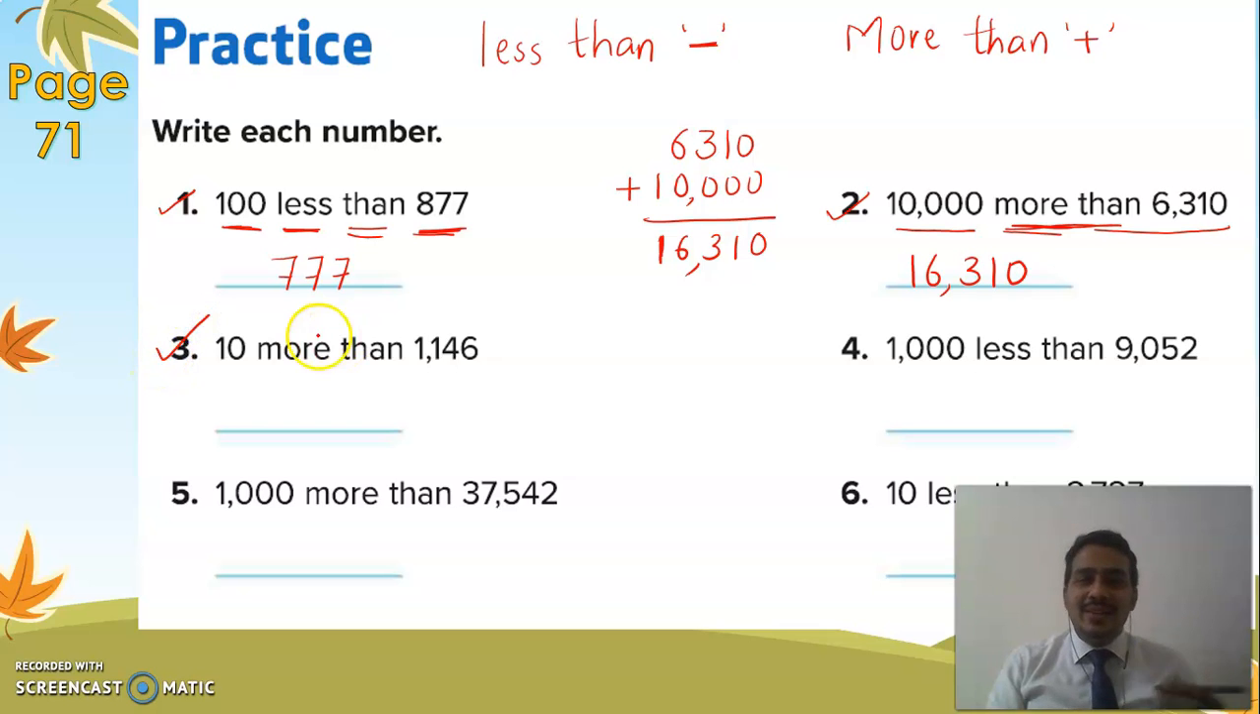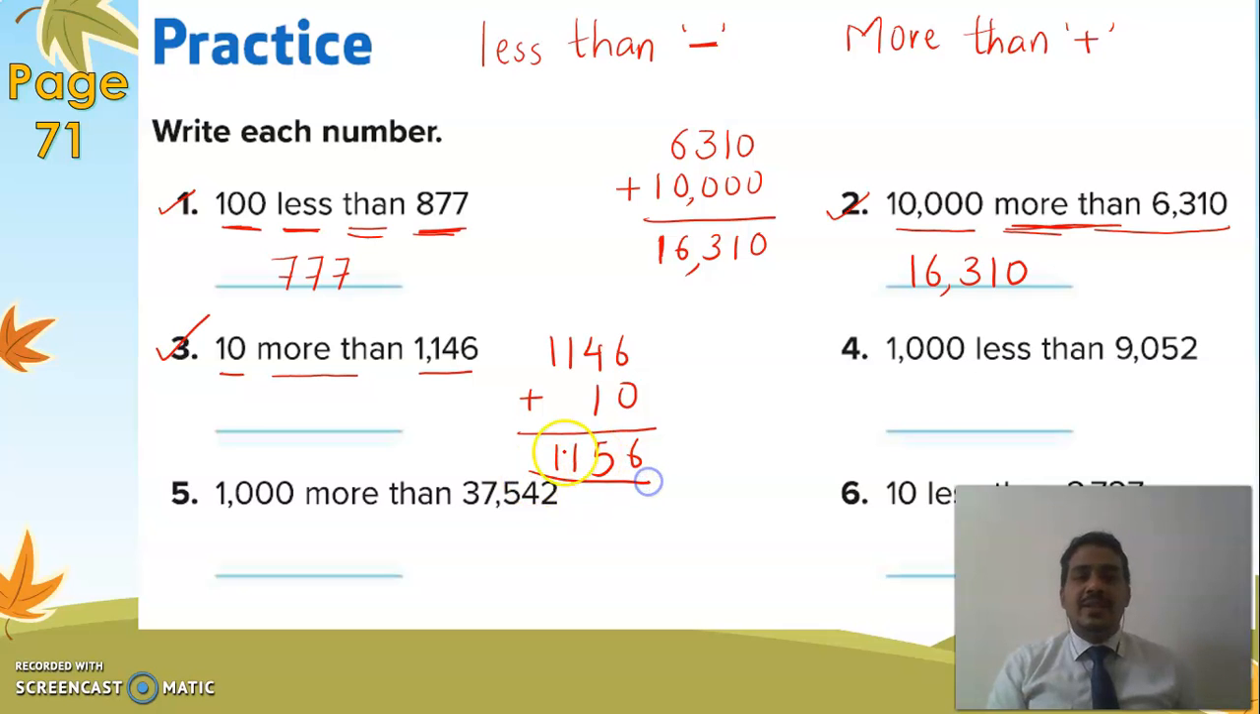Let's see the third one. I think it's very easy. You can try it at home also now. 10 more than 1,146. What do you mean by more than? More than means plus. So 1,146, you add 10 to it and it becomes simply 6 plus 0, 6, 4 plus 1, 5, 1 and 1. So that's how we get 1156. That's the answer, 1156. Is that okay? Now you can try question 4, question 5 and question 6 as a homework.